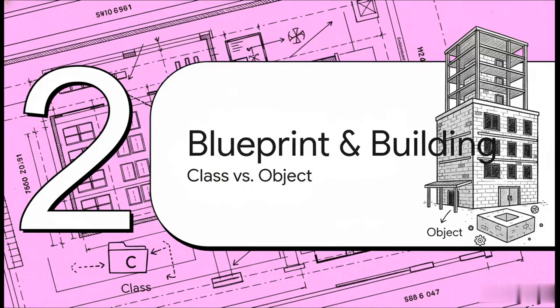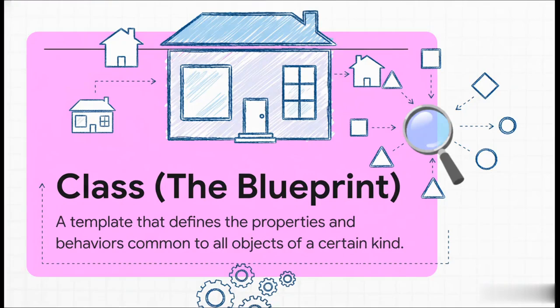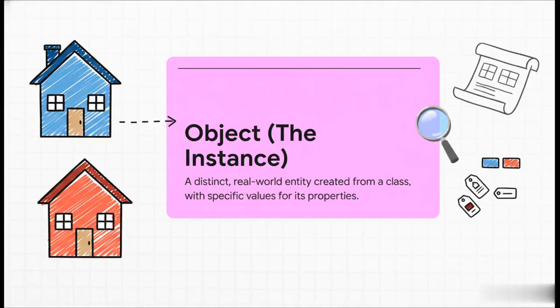And that brings us right to our main analogy, the relationship between a blueprint and the actual building itself. In the programming world, we call these a class and an object. So, first up is the class. Think of this as the master plan. It's not a real thing you can touch. It's more like a design document. It defines what a house should have, things like walls, windows, and doors, but it isn't a house itself. It's just the idea.